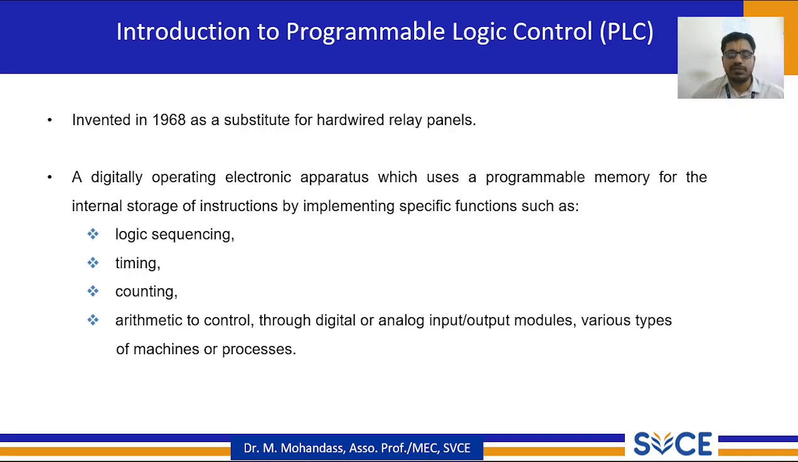With these instructions, PLCs can perform different functions such as logical sequencing, timing, counting and, most importantly, arithmetic, to control through digital or analog input-output modules. This logic control is used in various types of machines or processes. In industrial automation, this control is very much useful. PLC is very much used in industrial automation for controlling conveyors, door opening, closing, and different handlings.